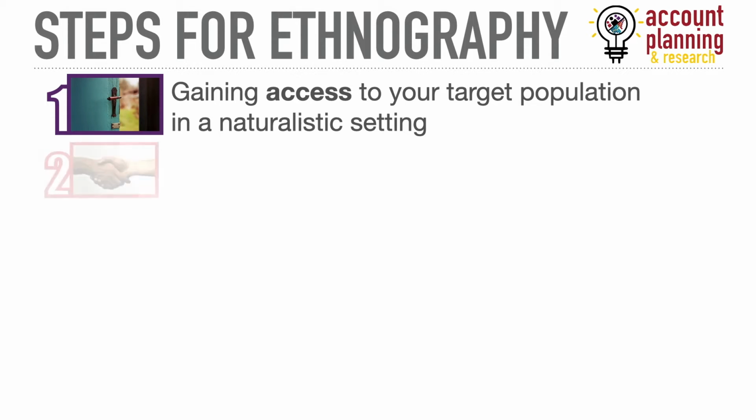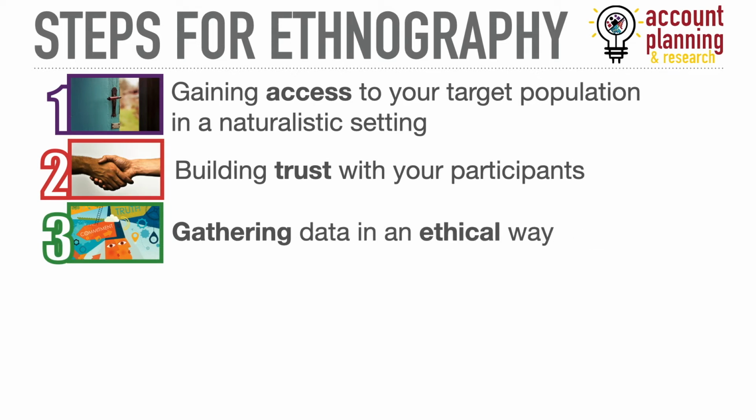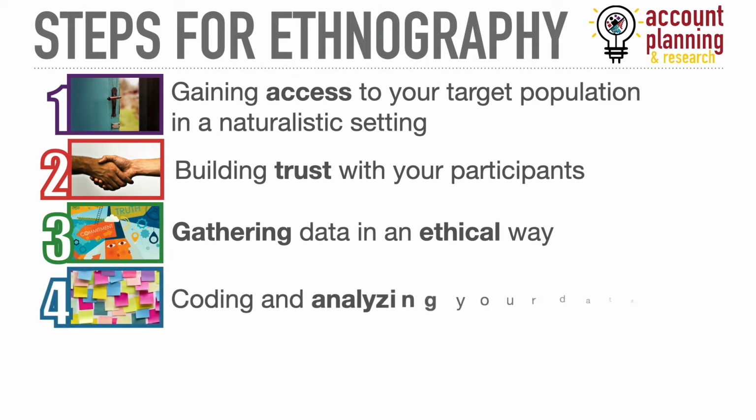The second step is to build trust with your participants. You can't necessarily just waltz in and start asking tough questions. It often takes time for your participants to get used to you being in their space before they're willing to open up and talk to you. The next step is to gather your data in an ethical way, making sure that people know that you are conducting the research and making sure that you're not interfering or influencing their daily lives, thereby not causing any harm and maximizing their benefit. The fourth step is to analyze your data using a process of coding and categorization that we'll talk more about in a few slides.